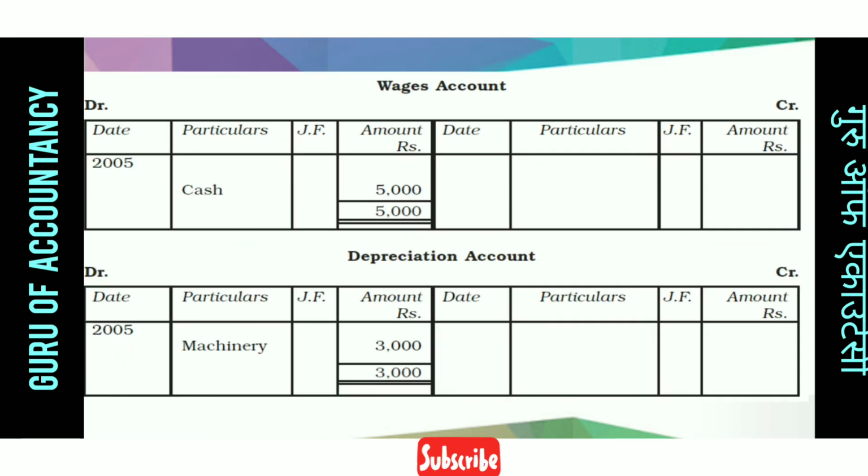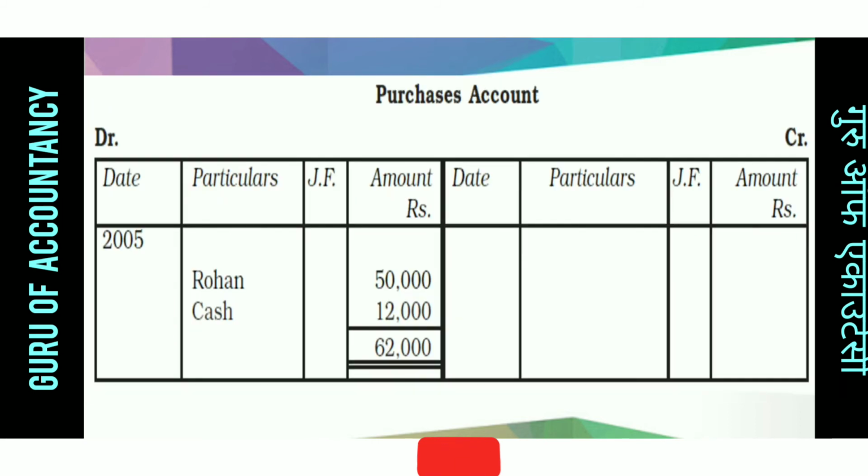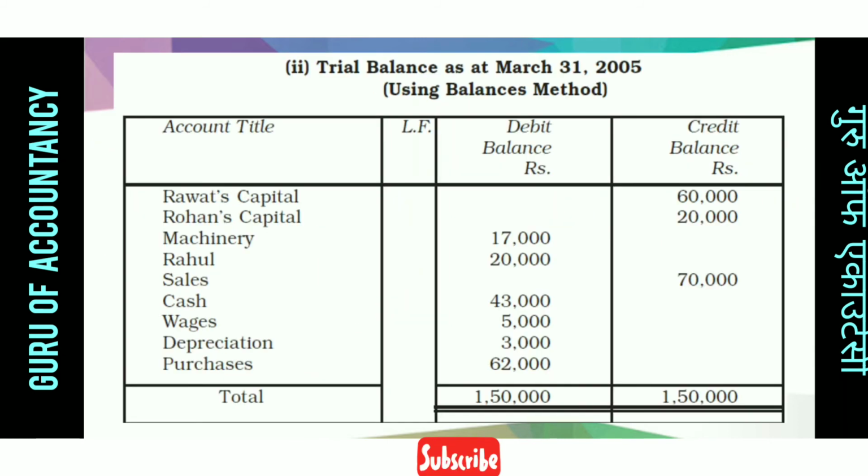Wages account, debit side 5,000 is written. If you make the total, difference will come on the credit side, balance carried down 5,000, so debit balance. Depreciation 3,000 is written on the debit side, balance will be the debit balance because it is expense, so balance will come on the credit side and it is debit balance. Purchase total is 62,000, that we will write on the credit side, by balance carried down 62,000 is debit balance. Based on that, we prepare a statement trial balance as at 31st March 2005 using balance method.